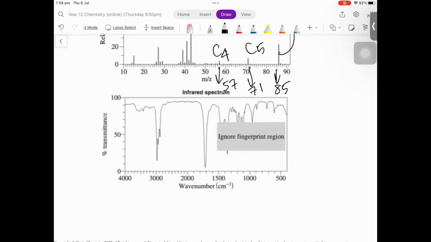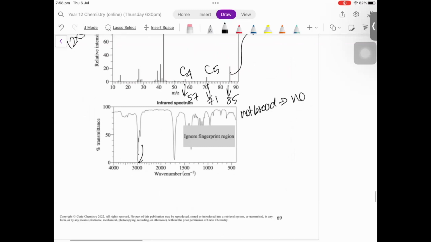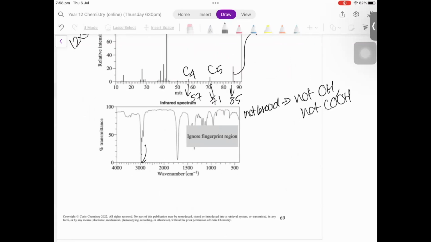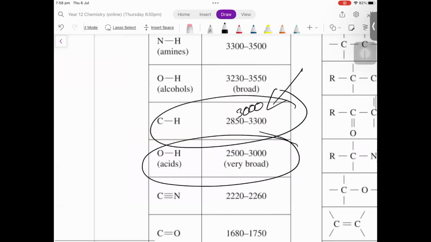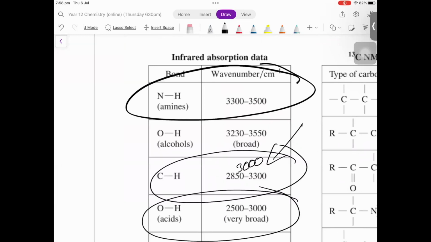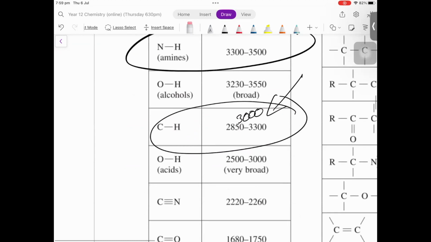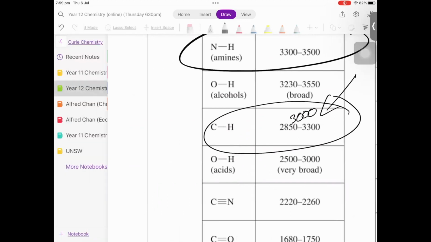For infrared, you have a really small signal at 3000. It's not a broad signal, which tells you that it's not an alcohol. Okay, so not broad, which means not an alcohol, not an acid. The other thing you can get that's close to 3000 is an amine, which is above 3,000 though. It's 3,300, so it's not going to be an amine either. The only other thing left is your CH, which means that peak is really not useful.